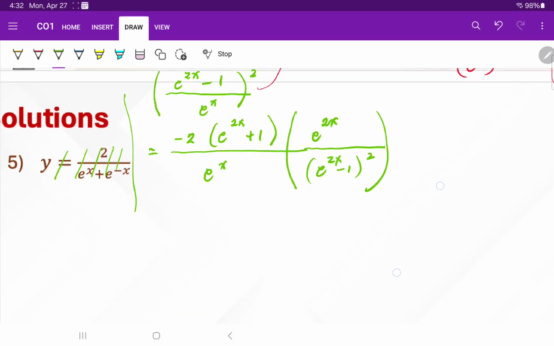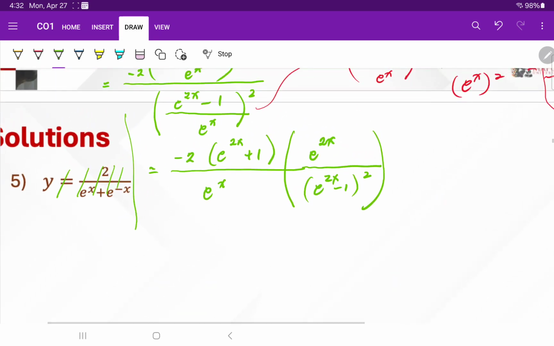Okay, so if we simplify further, what will happen? You can cancel one of them, because this e to the 2x is actually e to the x times e to the x. So since this is, let's write it down here, not here.